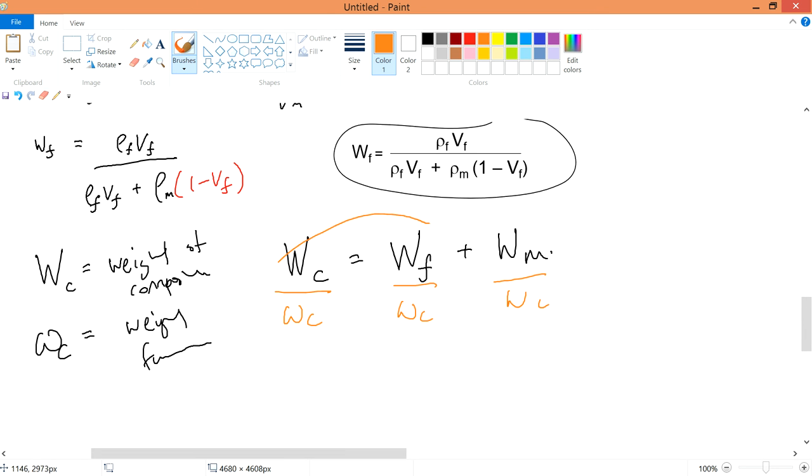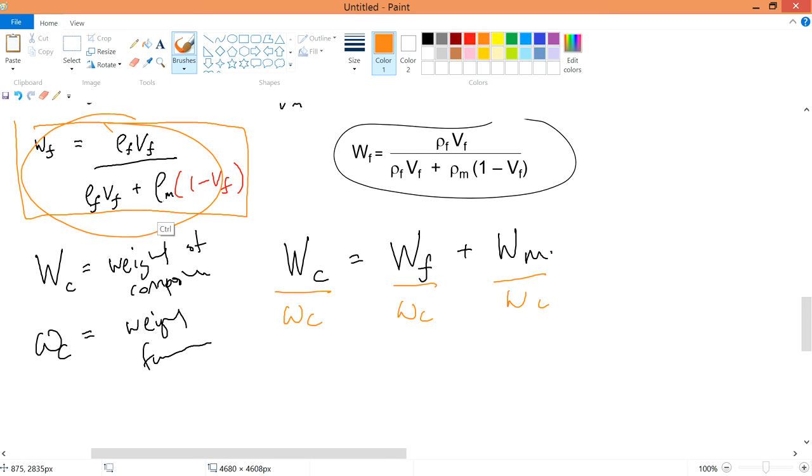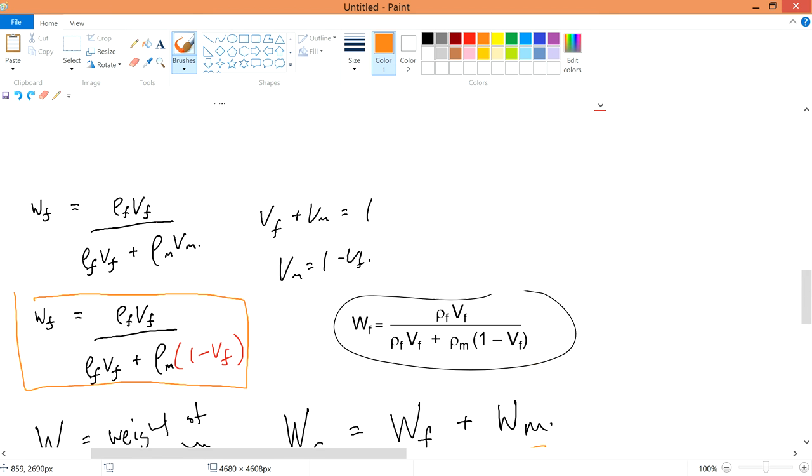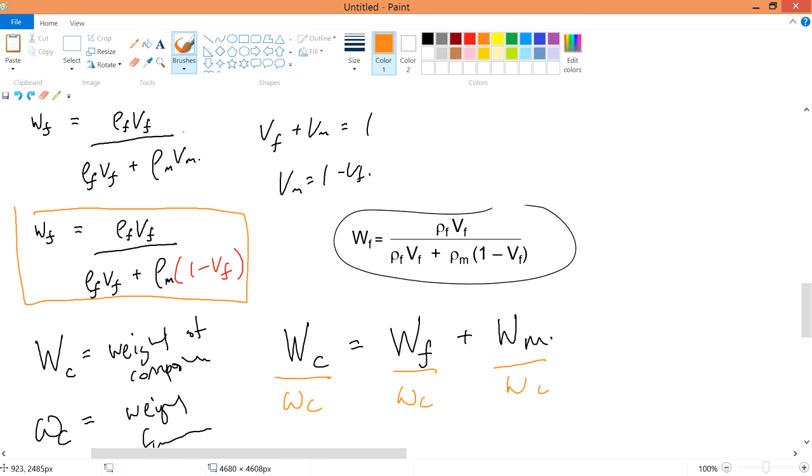The next few minutes will be a bit boring, but the key takeaway is what I've derived here. If they ask you to convert the volume fraction into a weight fraction for the fiber, for example, then you use this formula. That's all it is. And how do you derive it? You derive it based on this understanding: it's the weight of the fiber divided by everything, the weight of the fiber plus the weight of the matrix.